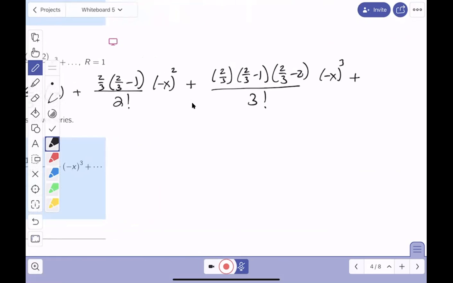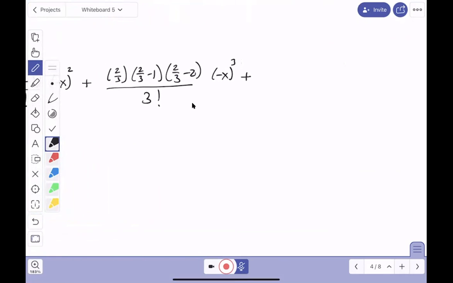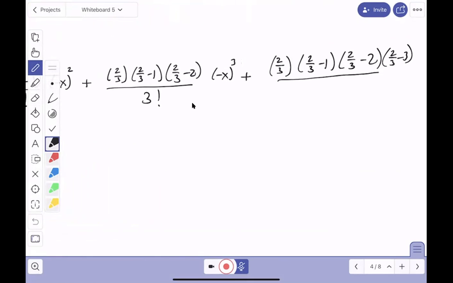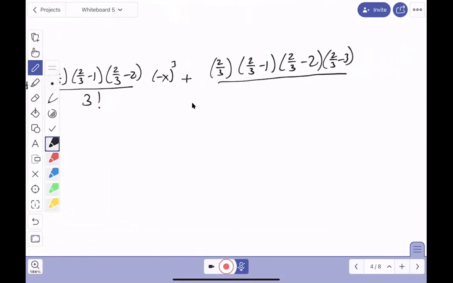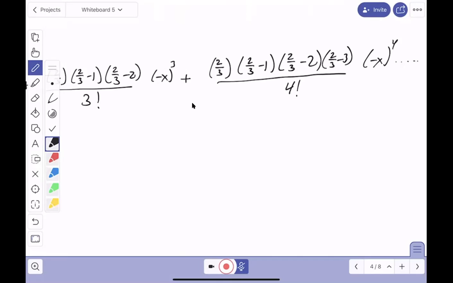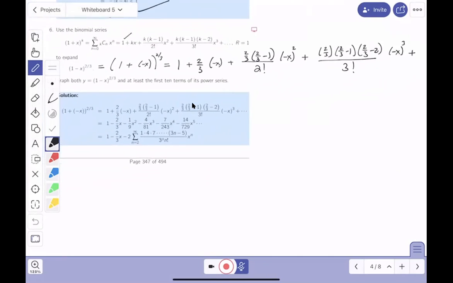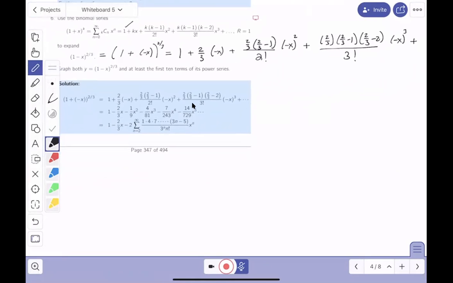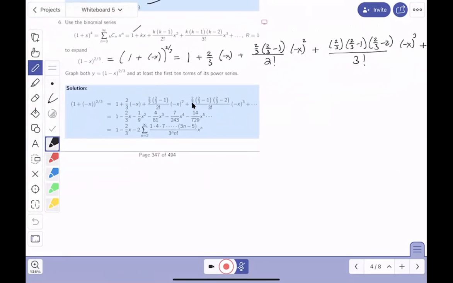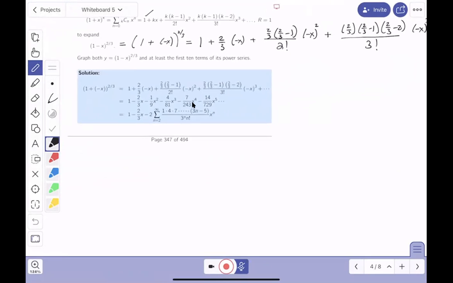Could I keep doing this? Yes. 2/3, 2/3 minus 1, 2/3 minus 2, 2/3 minus 3, all over 4 factorial. Minus x to the 4, and so on. All right. Now, someone could say, how could you do that on a machine? Well, I got to tell you something. I want to just do it if I can get the first terms going.